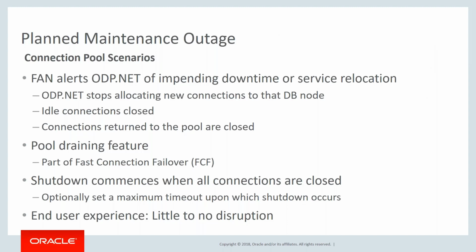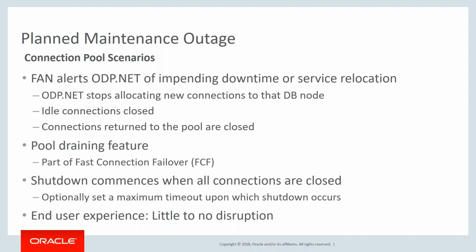Again, you have to use the ODP.NET connection pool if you're using FAN. So your administrator will bring down a server. Maybe they're doing some maintenance on the hardware or an OS update, but for whatever reason, at some point in time there's going to need to be some downtime. So what you want is for your end users to be able to keep working through that downtime, perhaps connecting to another one of the nodes in your RAC cluster, for example.